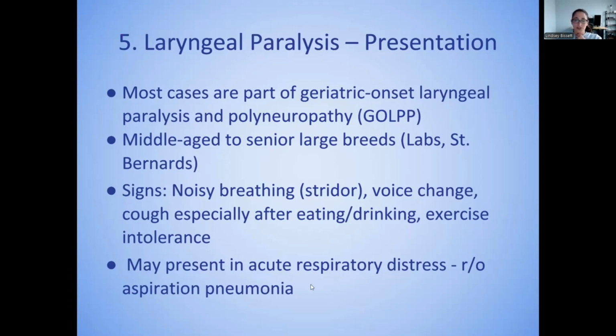If they do come in respiratory distress, we do want to make sure that we are ruling out aspiration pneumonia as a cause for their respiratory distress. Again, because they cannot protect their airway, aspiration pneumonia is a common consequence in these guys.